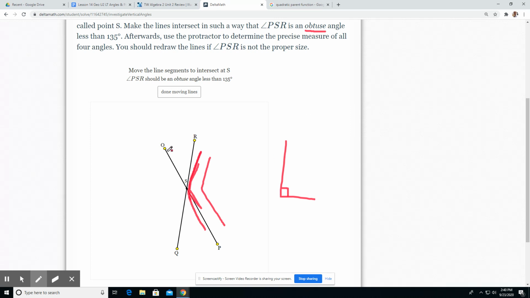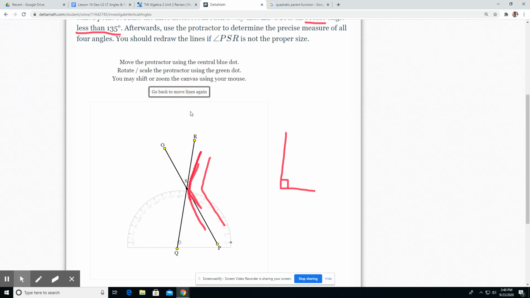If I had done it in such a way where it was smaller, then I would just have to readjust. So we need it bigger than our normal right angle, and less than 135 degrees. Okay, well, we'll need to judge this a little bit more to see if it's less than 135 degrees. So that's the one that we're not so sure about. Afterwards, use the protractor to determine the precise measure of all four angles, and then redraw it if it's not the proper size. Okay, so now we're done moving lines.